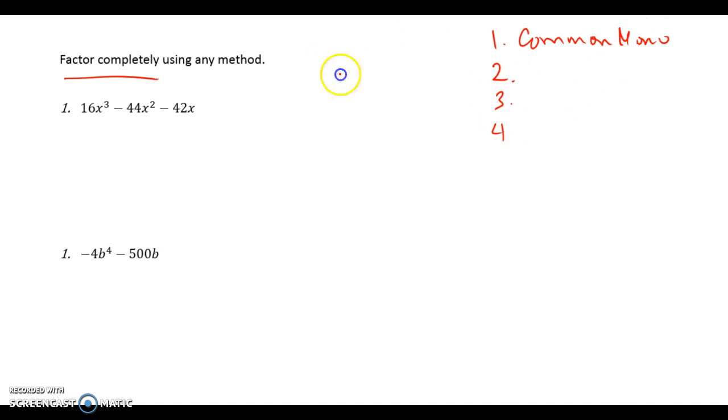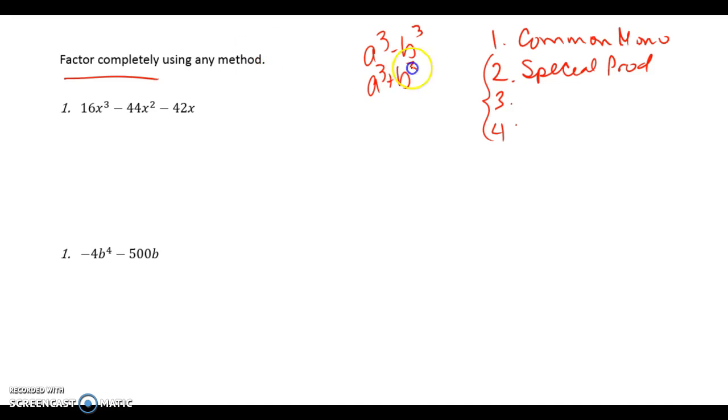If there are 2, 3, or 4 terms, they're all equally weighted. So we might have a special product, that would be like a to the third minus b to the third, or a to the third plus b to the third, and so on. And what tells us to look at that is we have two terms. We may need to factor by grouping.